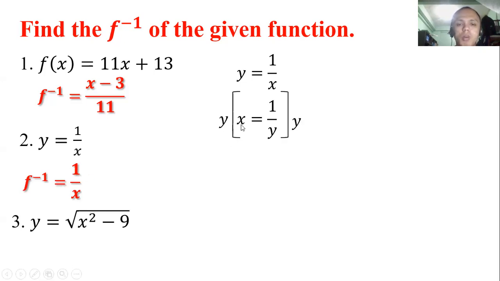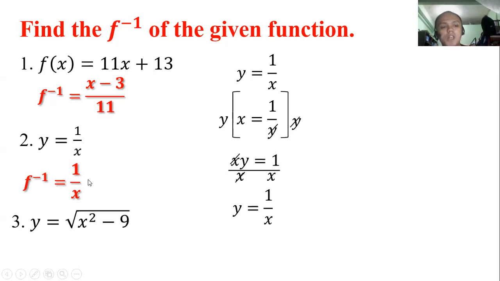Then we have y times x is xy. And then, cancel out yung y, magiging 1 na lang dito. Then, divide both sides by x, cancel this out. We have y equal to 1 over by x pa rin. Ito pa rin yung inverse niya. So, there would be time na hindi magbabago yung inverse na tulad nito, 1 over by x.